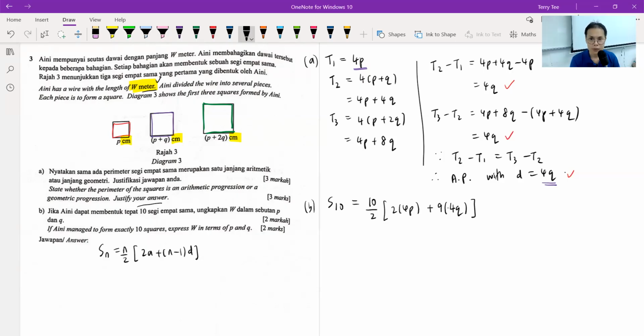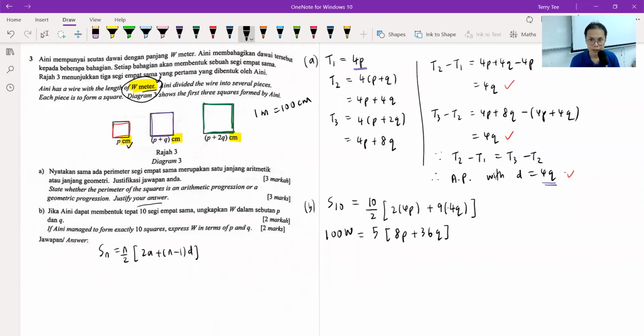Okay, it's up to you how you want to simplify this. Some students may divide first. This is 10 divided by 2, which is 5. And this will be 8p plus 36q. Now, your sum of the first 10 terms is given as W. In this case, W meter. But because the lengths are all in cm, we know 1 meter is 100 cm. W meter should be 100W cm. Just add 0s because all these measurements are in cm.